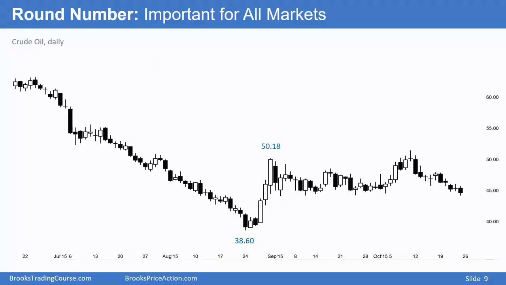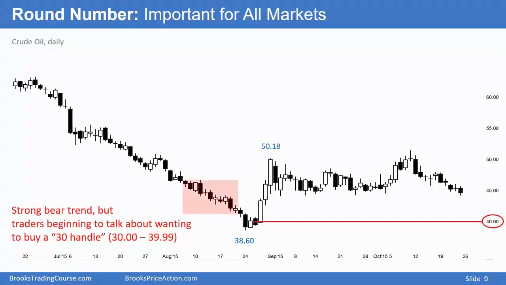Crude oil, daily chart. Strong bear trend, and the market is just above 40. If you watch television, you'll hear traders start to talk about a 30 handle. A 30 handle means a price that has 30 at the start of it. A 30 handle is anything between 30 and 39.99.